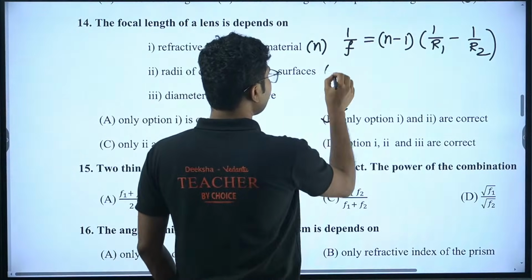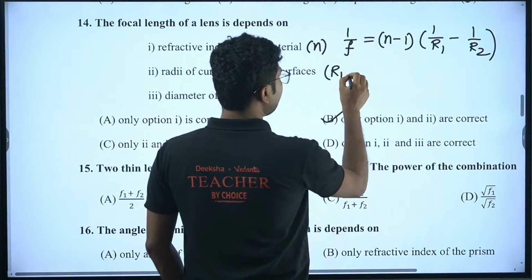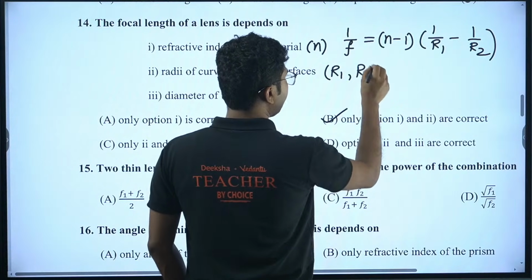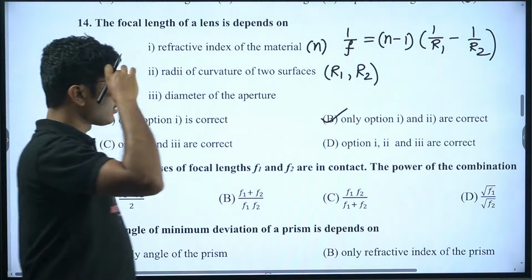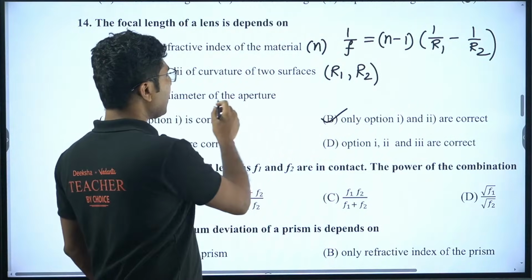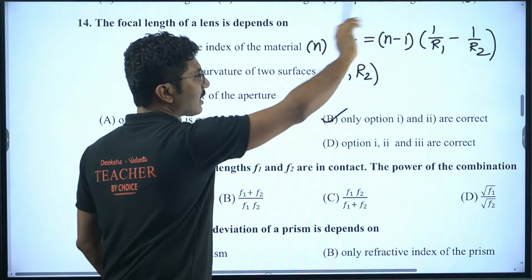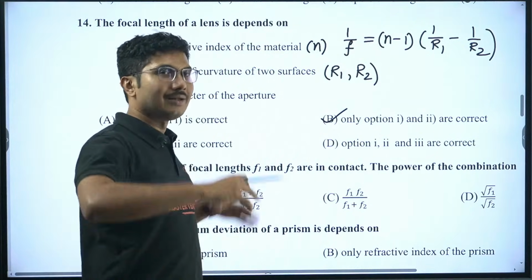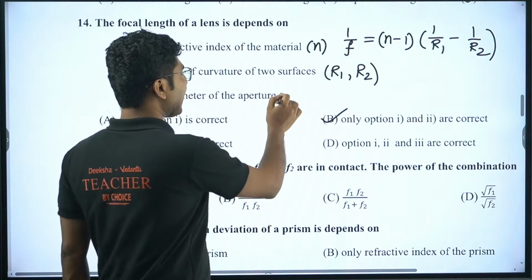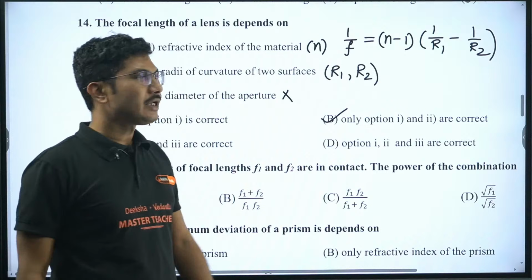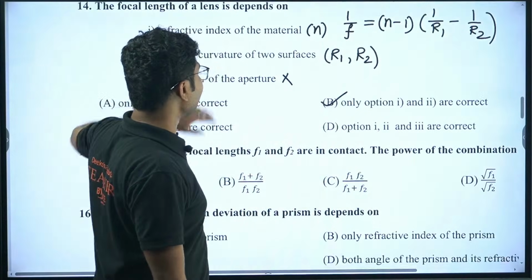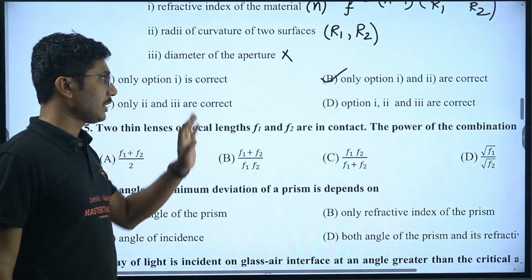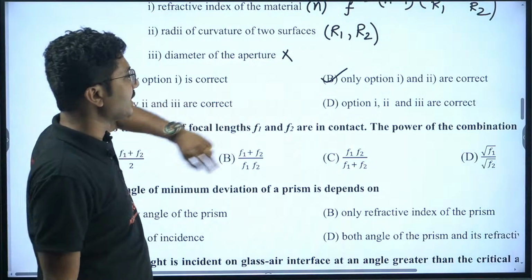of curvature. Radii of curvature means radii is plural of radius. Here we have two curved surfaces, that's why radii. Okay, radii of curvature, that means R1 and R2, but diameter of the aperture does not come over here. How big the lens is or how small the lens is, that is not there in the focal length calculation. So this is independent. So focal length is independent of diameter of the aperture. Okay, so only option 2 and 3 are correct.